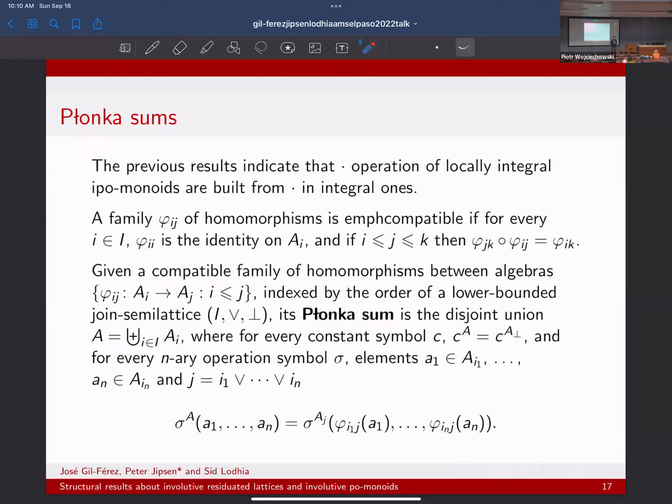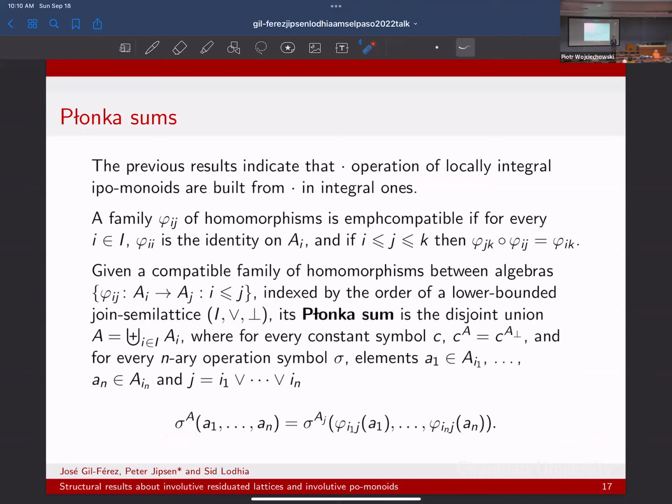We only need it for the monoid operation, but if you have an n-ary operation symbol in general, and you take n elements from your components I1 up to In, then you want to define the operation on these n elements, but they're in different components. So what you first have to do is force them into a single component J, and that component is identified by the join in the index set. And then you use your homomorphisms to push everything into this one component, and there you have an operation from your signature, and that's how you define the operation on the whole algebra.